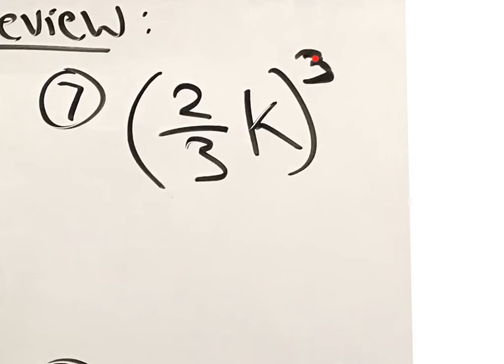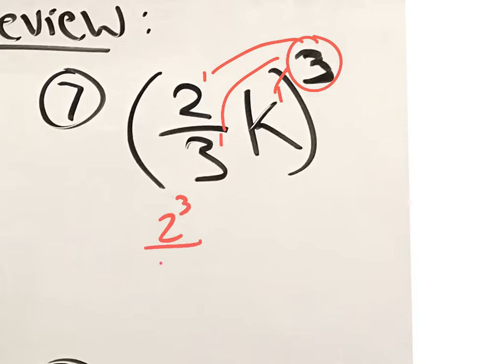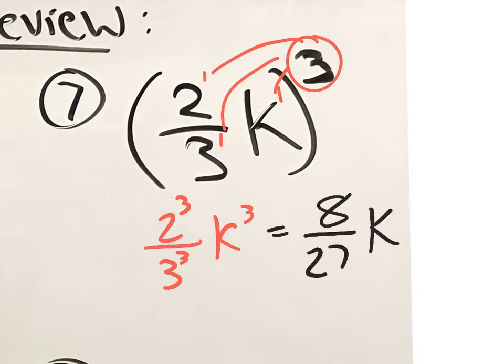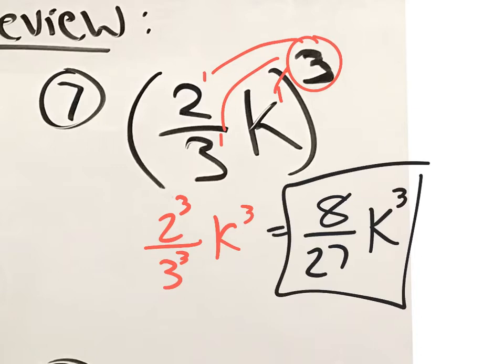You could take that 3 and distribute it to each and every exponent on the inside and multiply them because of power to a power you multiply. So I really have a 2 to the 1, a 3 to the 1, and a k to the 1. All I'm going to do is take this 3 and multiply them on all of those 3 exponents. So I'm going to end up with 2 to the 3rd, 3 to the 3rd, k to the 3rd. So my final answer, ladies and gentlemen, what will it be? Excellent. 8 over 27, k to the 3rd power.